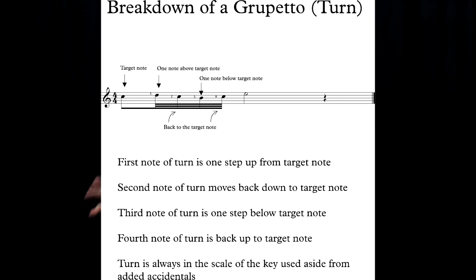If you take a look at these 4 notes, the first note of the turn is always above the target note, the second note is always back to the target note, the third note is always below the target note, the fourth note is always back to the target note. So anytime you see that sign, you're going to put these 4 notes in there: above the target note, back to the target note, below the target note, back to the target note.